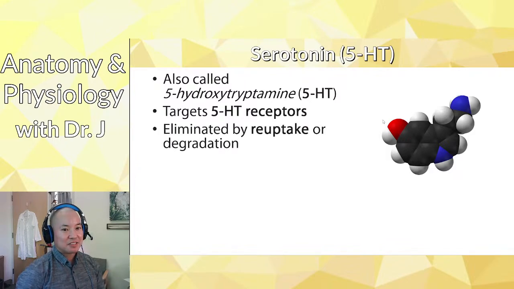Now, how is serotonin turned off? You release serotonin in the synapse and activate serotonin receptors. Then how do you turn it off? Well, a big way that it's turned off is by reuptake back into the presynaptic neuron, or degradation. But reuptake is a very important way of turning off serotonin.